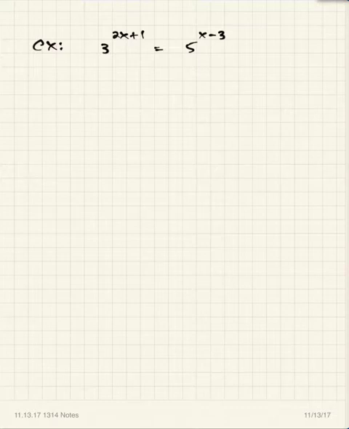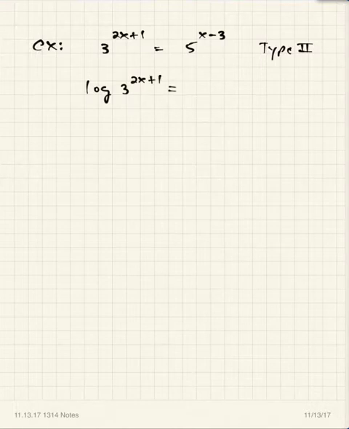Now, this is definitely a type 2 exponential equation because 3 and 5 are not powers of the same number. So there's no way I can use properties of exponents here. I must use properties of logs here. And because I have bases of 3 and 5, it doesn't matter what base logarithm you use. I'm just going to use log base 10. So you have log of 3 to the 2x plus 1 equals log of 5 to the x minus 3. Right? I take the log of both sides of the equation. Then you're using the power rule for logarithms.